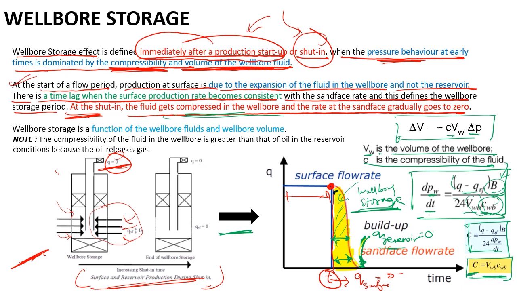Now wellbore storage is a function of the wellbore fluids and the wellbore volume. Again, very obvious. Let's look at the note. The compressibility of the fluid in the wellbore is greater than that of the oil in the reservoir conditions because the oil releases gas. Again, a very important and basic concept. The compressibility of whatever fluid is in the wellbore will obviously be greater than when that fluid is present in the reservoir.